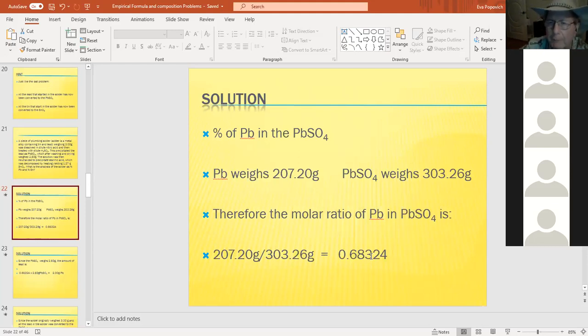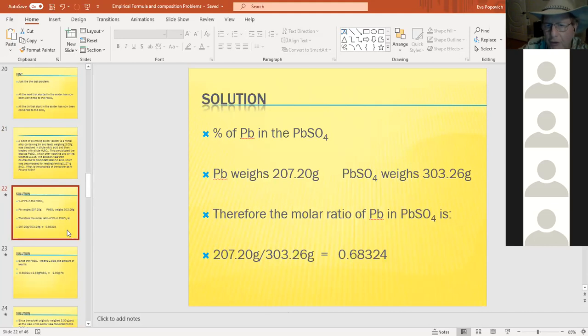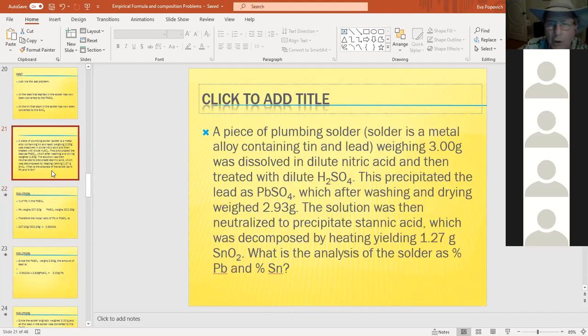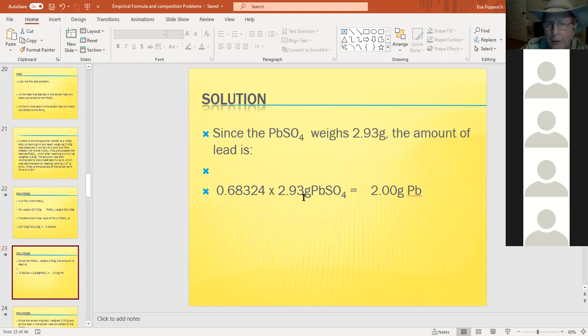Would you buy that, Dana? I'm buying it. All right. Now, do I know the total weight of the lead sulfate that was collected? Yeah. So if I know the total weight of lead sulfate that was collected, and I know the percentage of lead in lead sulfate is 68.32%, can you tell me how much lead's there? Yes. Multiply it by 2.93. That's all I have to do. I multiply the percentage of lead in the lead sulfate by 2.93. So that means I have 2 grams of lead.